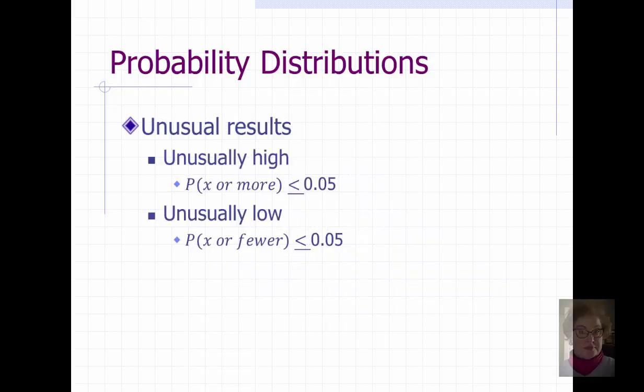Because we're dealing with probability, we need to use imprecise language. Unusually high results are those where the probability of that value or more is less than 0.05. Unusually low results are those where the probability of that value or less is less than 0.05. So 0.05 is usually the cutoff between usual and unusual. If we think about the standard normal curve, we're looking out in the tails, and we'll talk more about that in chapter 6.